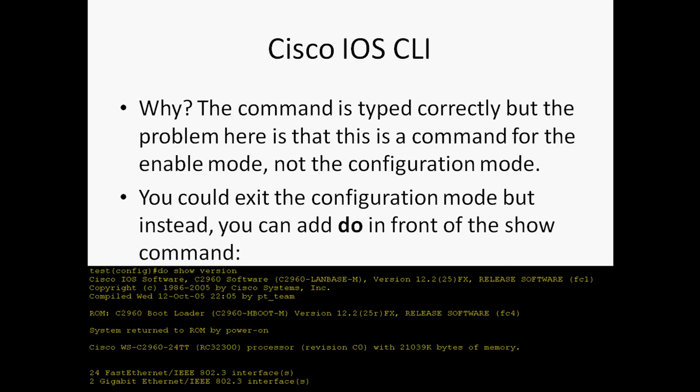You could exit configuration mode, but instead you can add do in front of the show command. If you want to run some commands in privilege mode but right now you are in global mode, in global mode itself you have to give do. That's it. Do space, whatever command you want, you can give it. You will get the output. Here we can see do show version, even though I am in global mode.